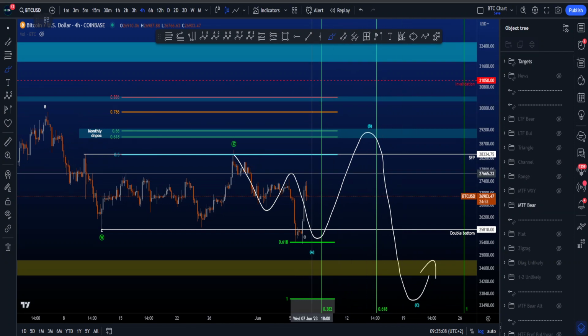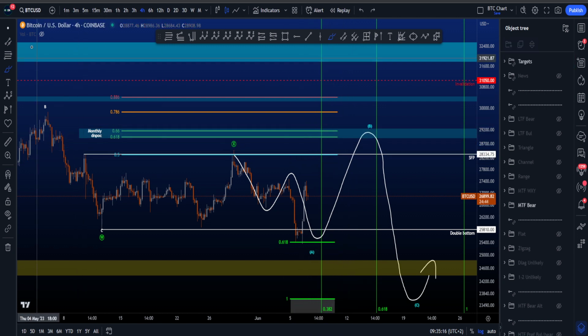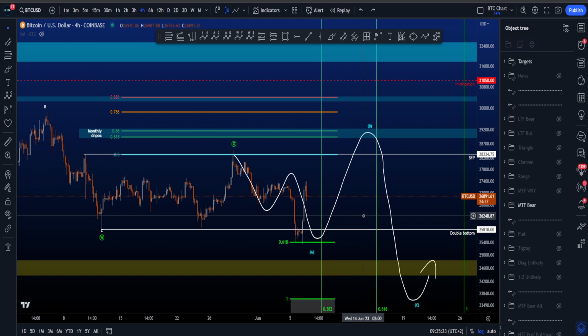In this scenario, the low over here is in locally, and we now move to the upper side of the range, where for an expanded flat, you at least want this wave B to go towards this blue target box over here in confluence with the golden pocket, and the blue target box is between 28.9k and 29.2k.